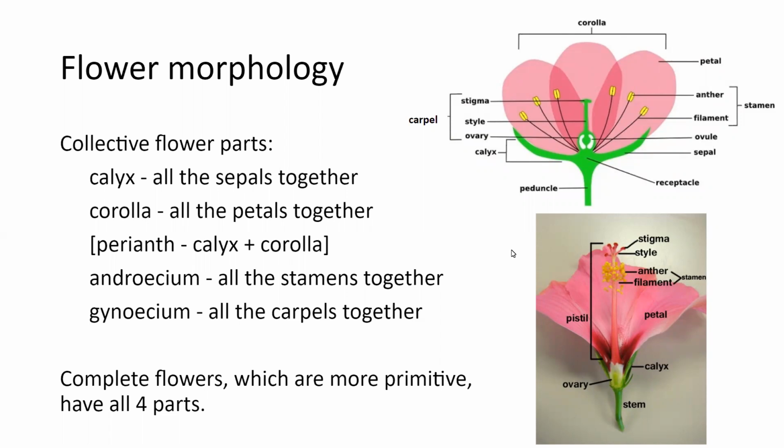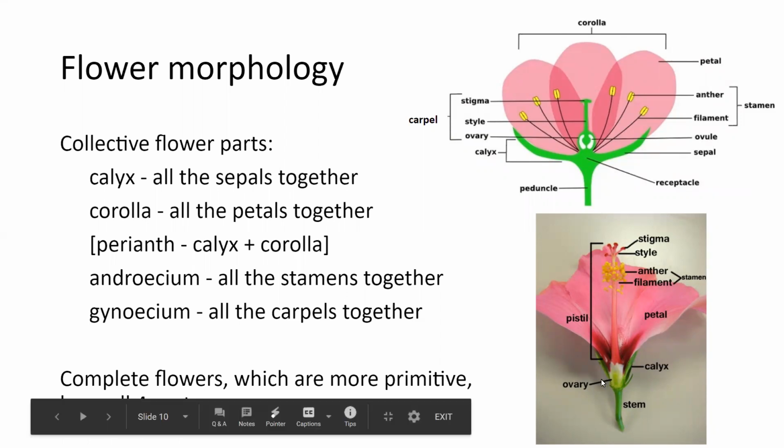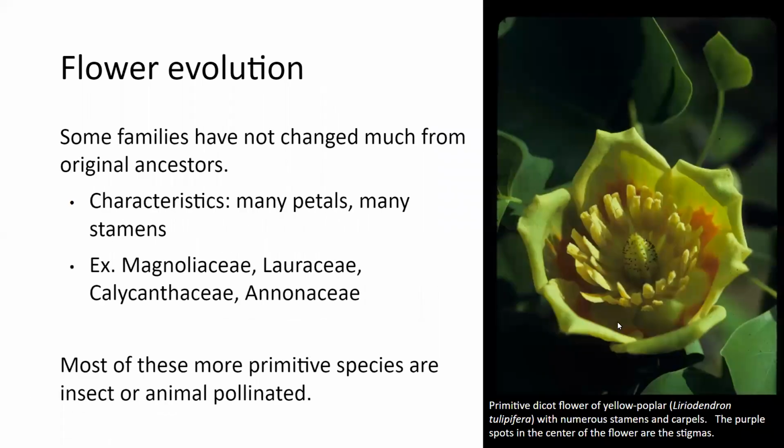So remember, our more primitive plants have all 4 of these parts, right? All of the sepals, the petals, the androecium, and the gynoecium. And so those flowers are called complete. We have a nice little diagram, cross-section of a photo of a plant showing all these different parts here, right? So just an example.